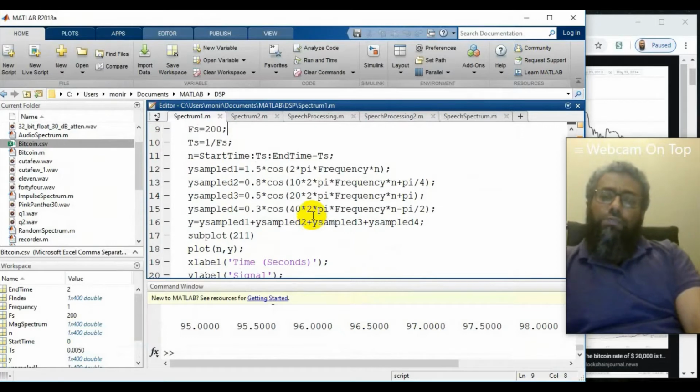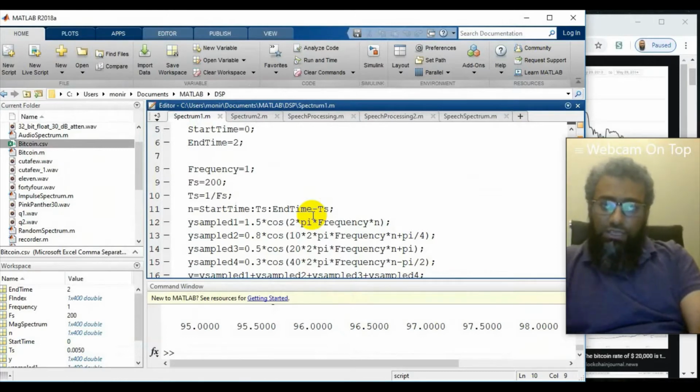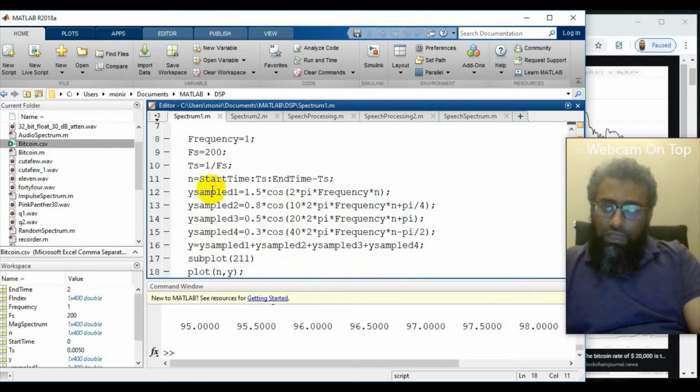I'm not going to explain the complete code, rather I will be focusing on what is important here theoretically. What we can see here, there are four signals we have generated from Y sampled 1 to Y sampled 4. All these four signals are cos waves with different amplitudes, different phase angles, and different frequencies. We know that omega is equal to 2 pi f. So the first is omega equal to 1. And then the second frequency is 10 times the first, the third frequency is 20 times the first, and the last frequency is 40 times the first.